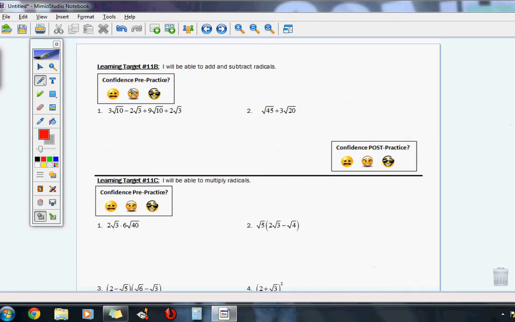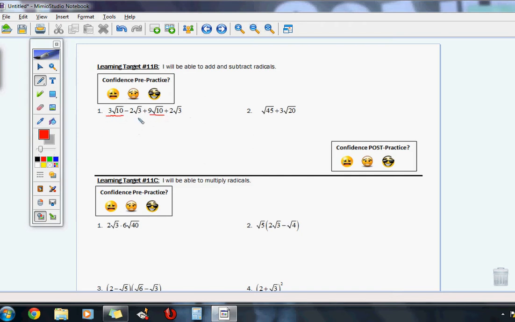Now the next learning target is adding and subtracting radicals. The only way you can add or subtract radicals is if they are the exact same. If they're like radicals, we treat them like combining like terms. So first of all, this one has no radicals that we can simplify. I'm just trying to get you to understand that those are like radicals.